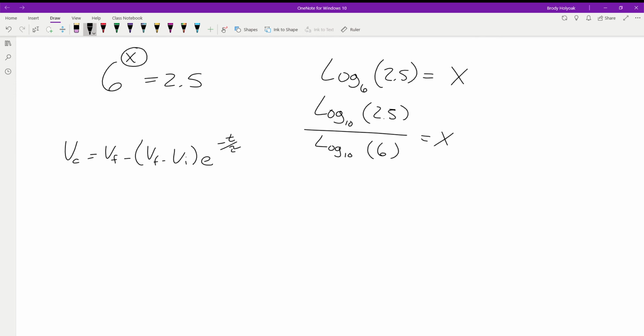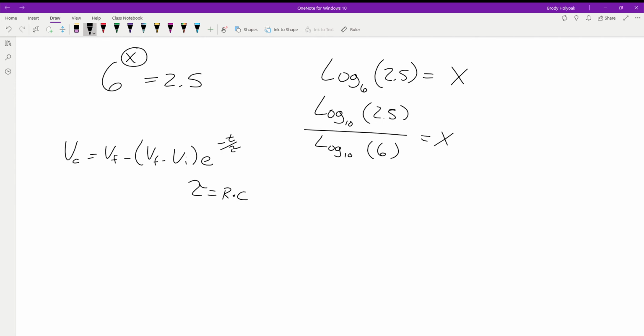So what we're going to do is this is the value that our capacitor is going to charge to. Again, with the final value minus the initial value, times e, which we're going to talk about here in a second. E is the natural log, to the negative t over tau, where t is time, and tau is the time constant of your capacitor. And in this case, tau is resistance times capacitance.